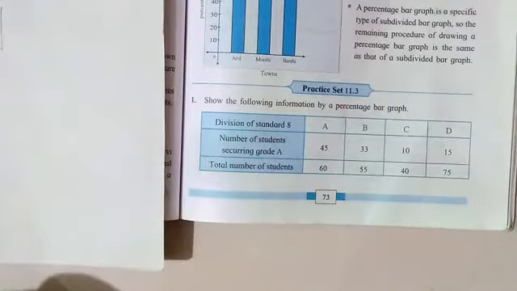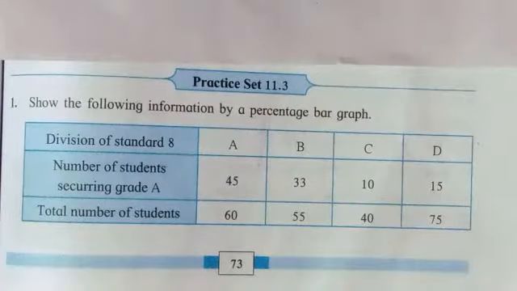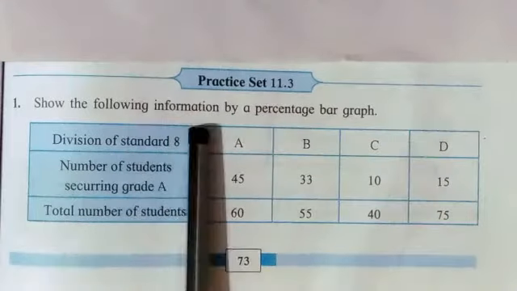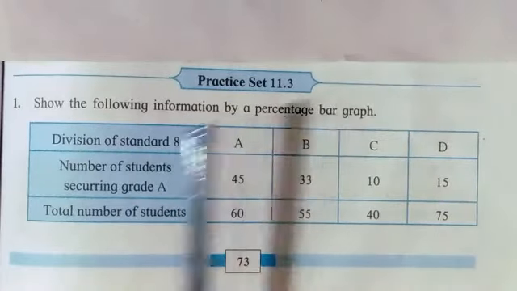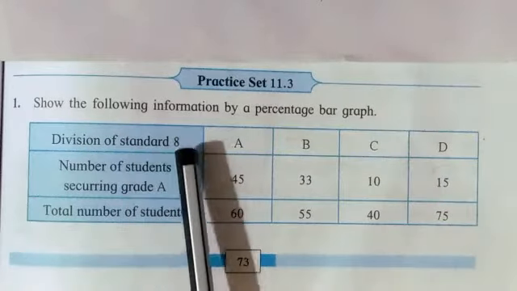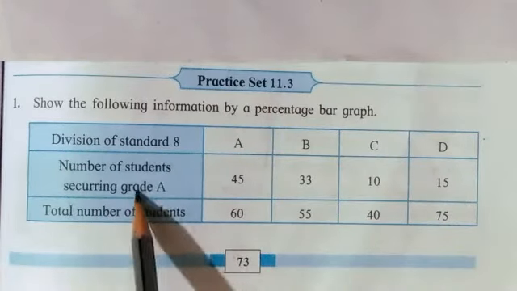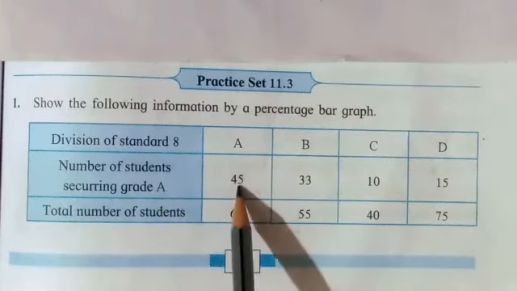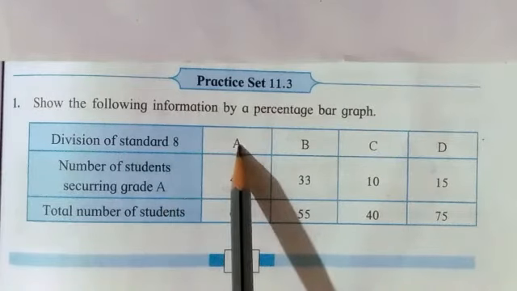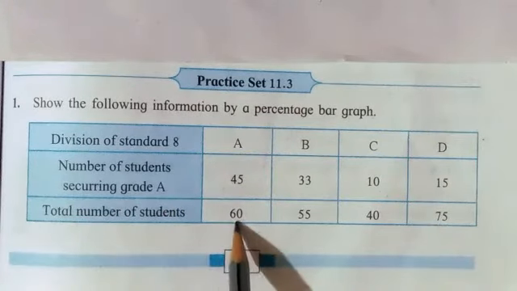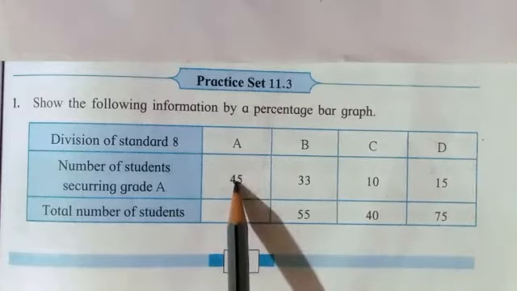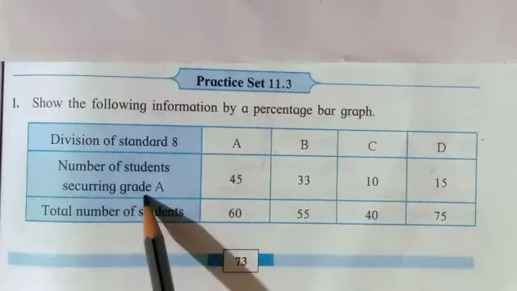11.3. Let's see question number 1: show the following information by a percentage bar graph. The divisions of standard 8, that is A, B, C, D, are given. Number of students securing grade A is 45 students from division A. Total number of students is 60. So among 60, 45 students secure grade A.